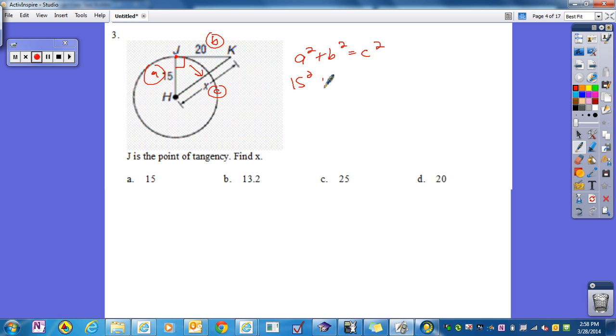So 15 squared plus 20 squared equals c squared. 15 squared is 225 plus 20 squared, so plus 400, equals c squared. So 625 equals c squared. So then you take the square root of 625, and when you do the square root of 625, you would get 25 is your answer.